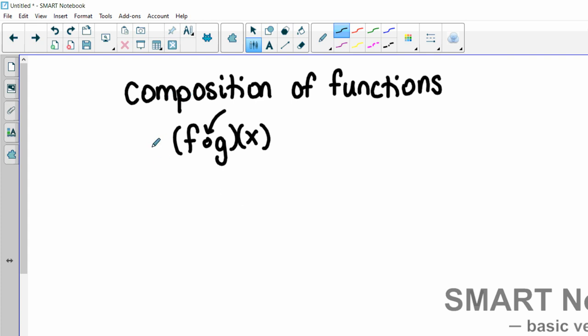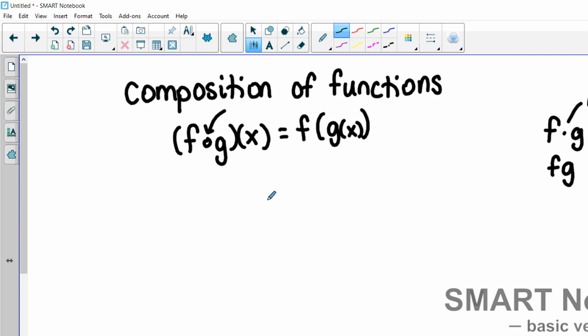Okay, it's different than f times g of x. That means multiply, as does just the two letters touching each other, fg. But the little open circle, it's not the letter O, this does not say fog, but f of g of x. What it means is we are going to take f, and instead of replacing the x with a 1 or a 2 or a 7 or a 9, we're going to replace it with the entire function g of x.